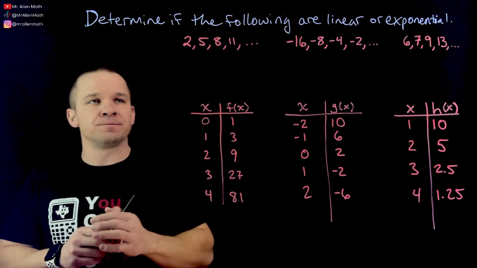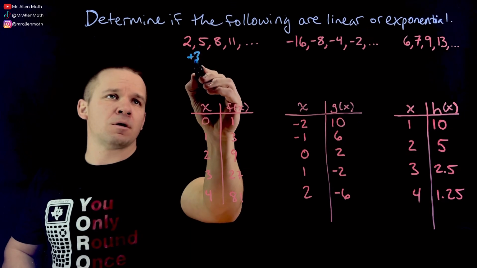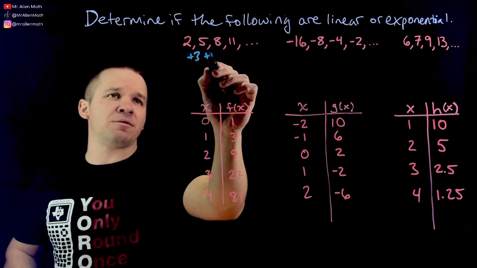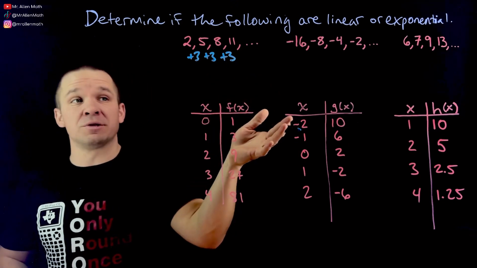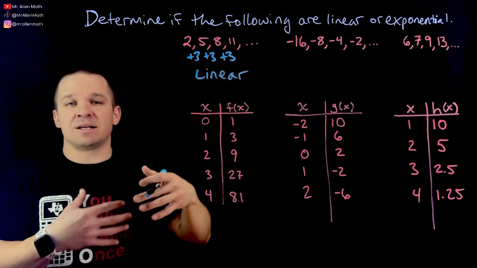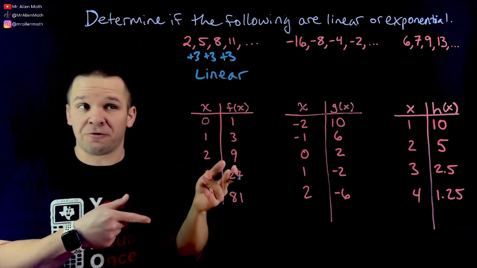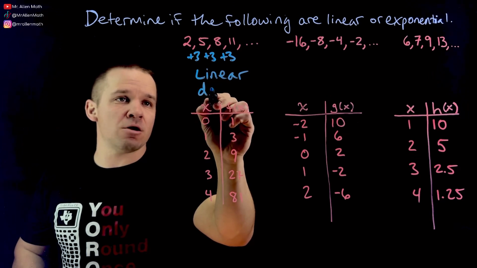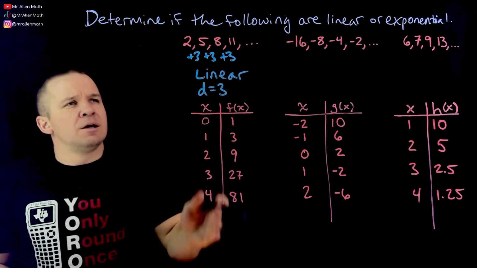So first one here, let's see. To go from 2 to 5, I add 3. To go from 5 to 8, I add 3. 8 to 11, I add 3. So this one's looking like it is linear. It has a constant rate of change. They may even ask for like the common difference. Our common difference, or d here, would equal 3. Okay, cool.